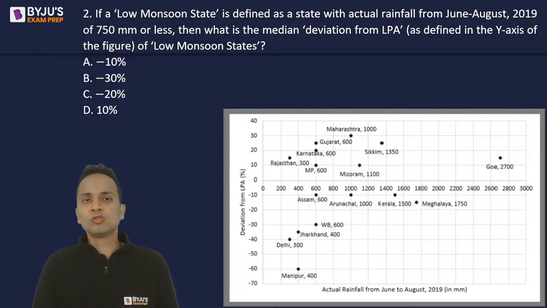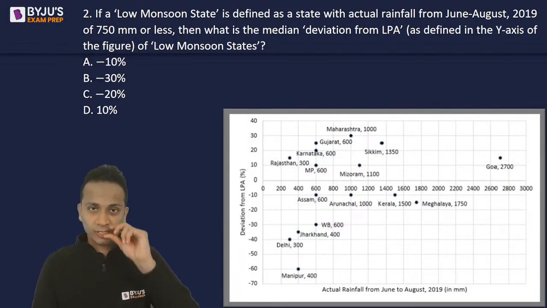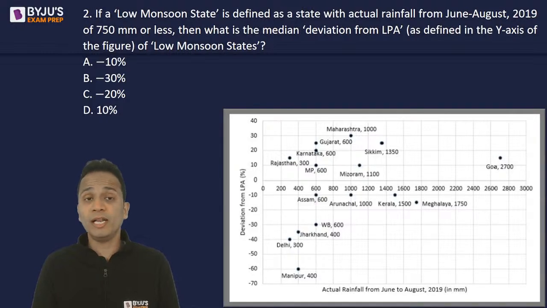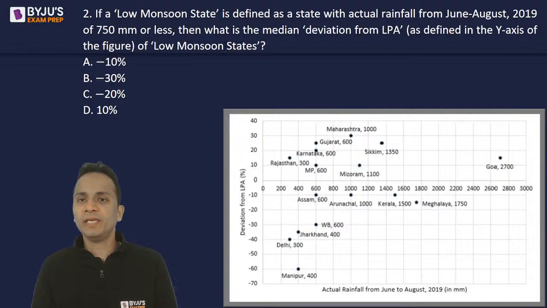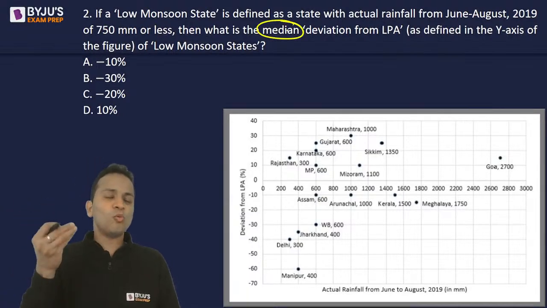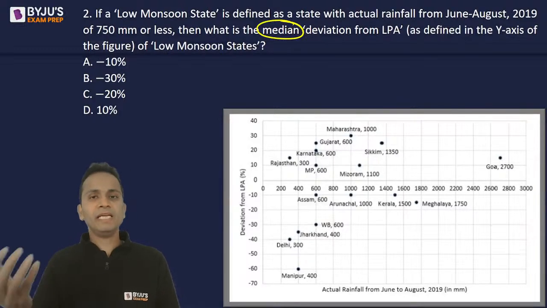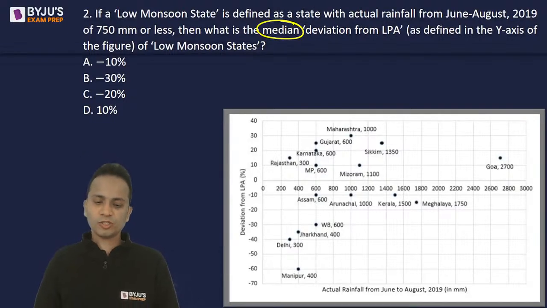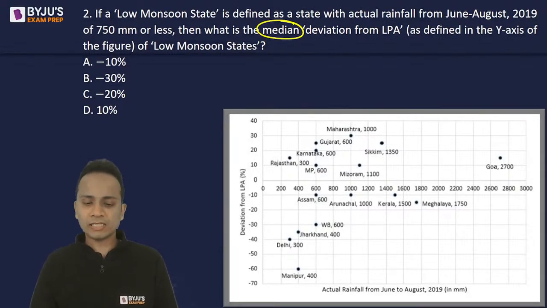Now, they have defined a low monsoon state. It is a state with actual rainfall of 750 mm or less. Then, what is the median deviation from LPA defined in the y-axis of the figure of low monsoon states? Now, median. First of all, we should know what median is. Once you know the median, it will be very easy to answer this question. So let's see if any one of you can answer this.